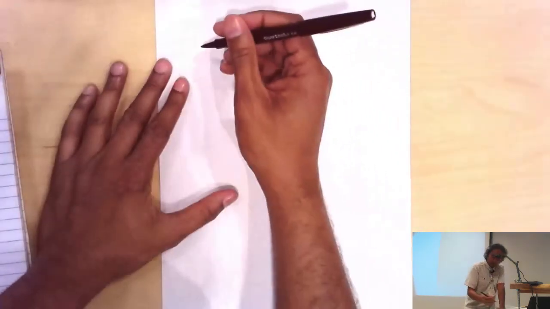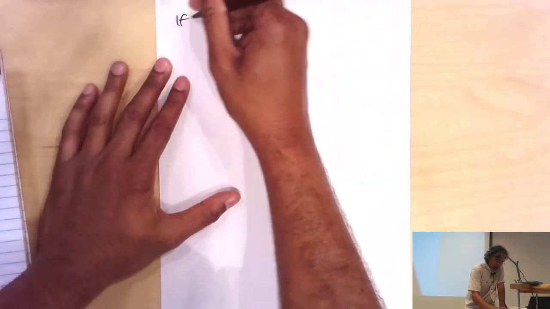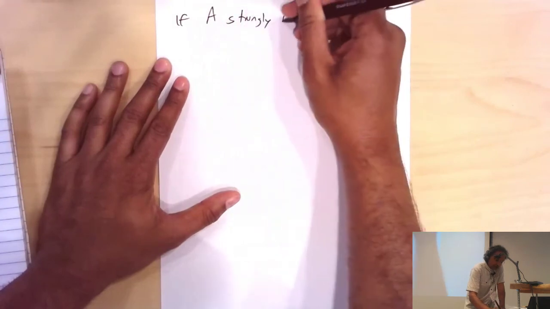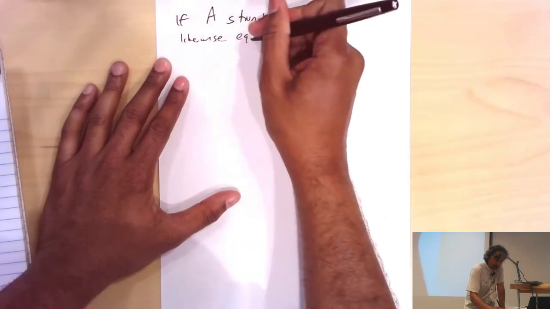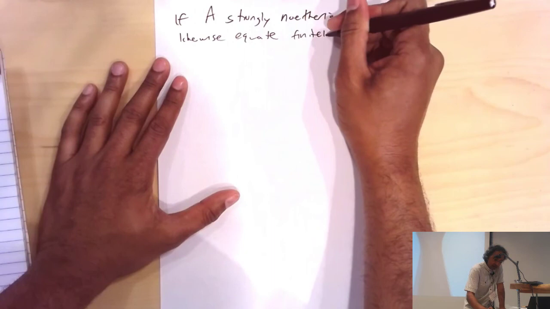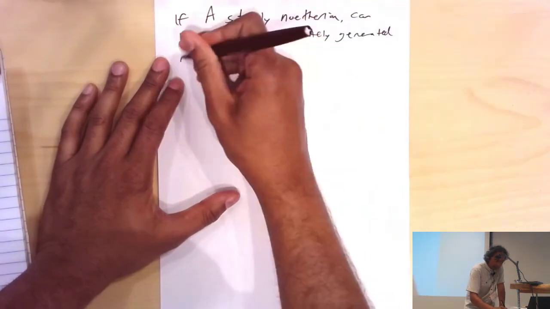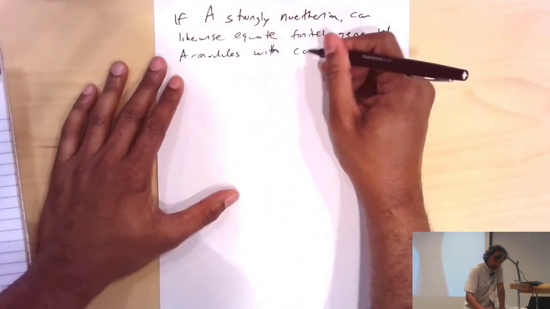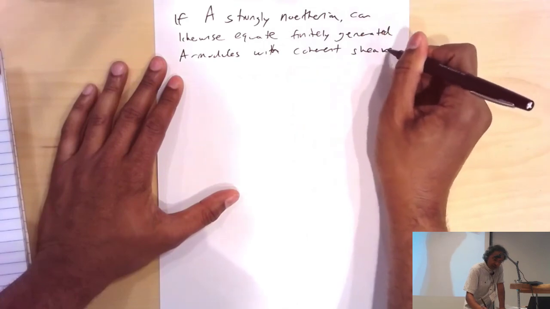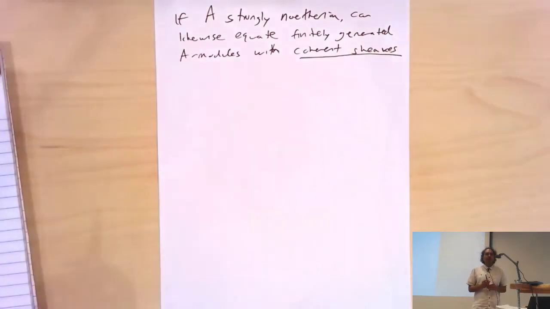Okay, finally, let me say one word about sheaves that are not projective, or modules that are not projective. So if A is strongly Noetherian, you can likewise equate finitely generated A modules with coherent sheaves. I'll just say out loud, these are the sheaves that are locally of the form M tilde, where M tilde is a finitely generated module over the appropriate ring.